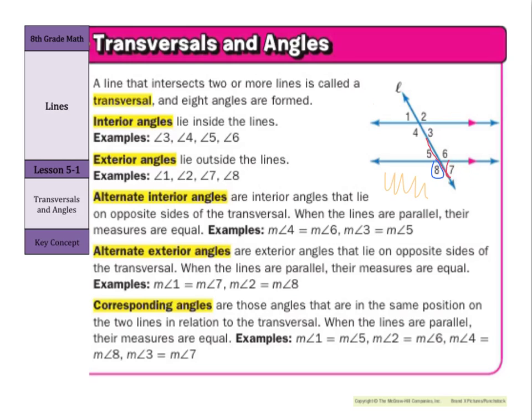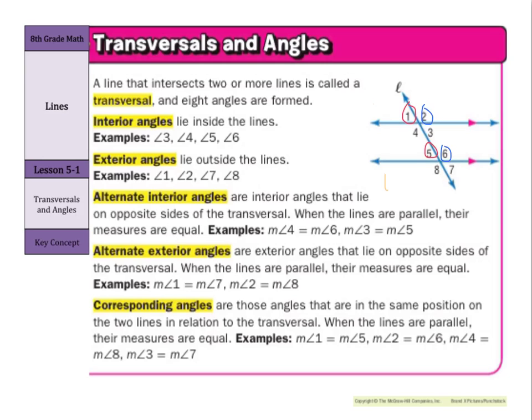Corresponding angles are those angles that are in the same position on the two lines in relation to the transversal. When the lines are parallel, their measures are equal. 1 equals 5. Well, they're both in the top left position, so they're equal. 1 and 5 are equal, as are 2 and 6. Notice how they're kind of on the top right.